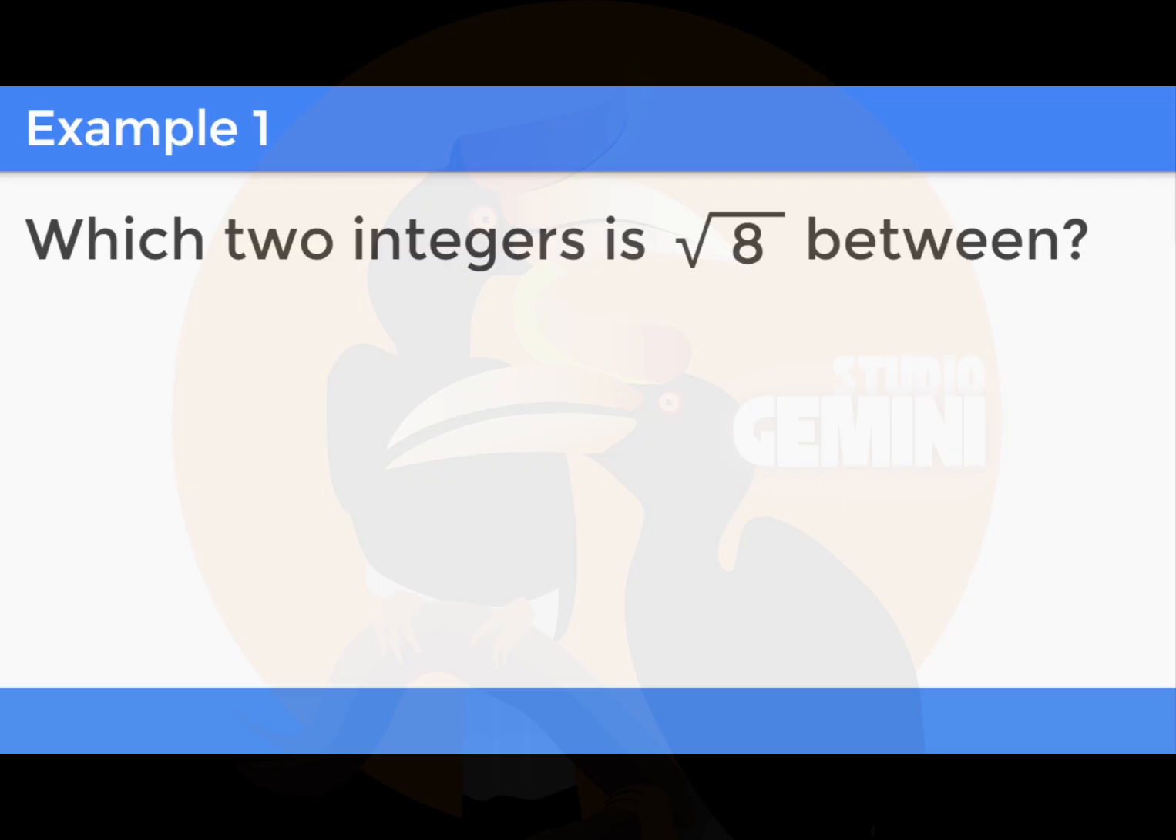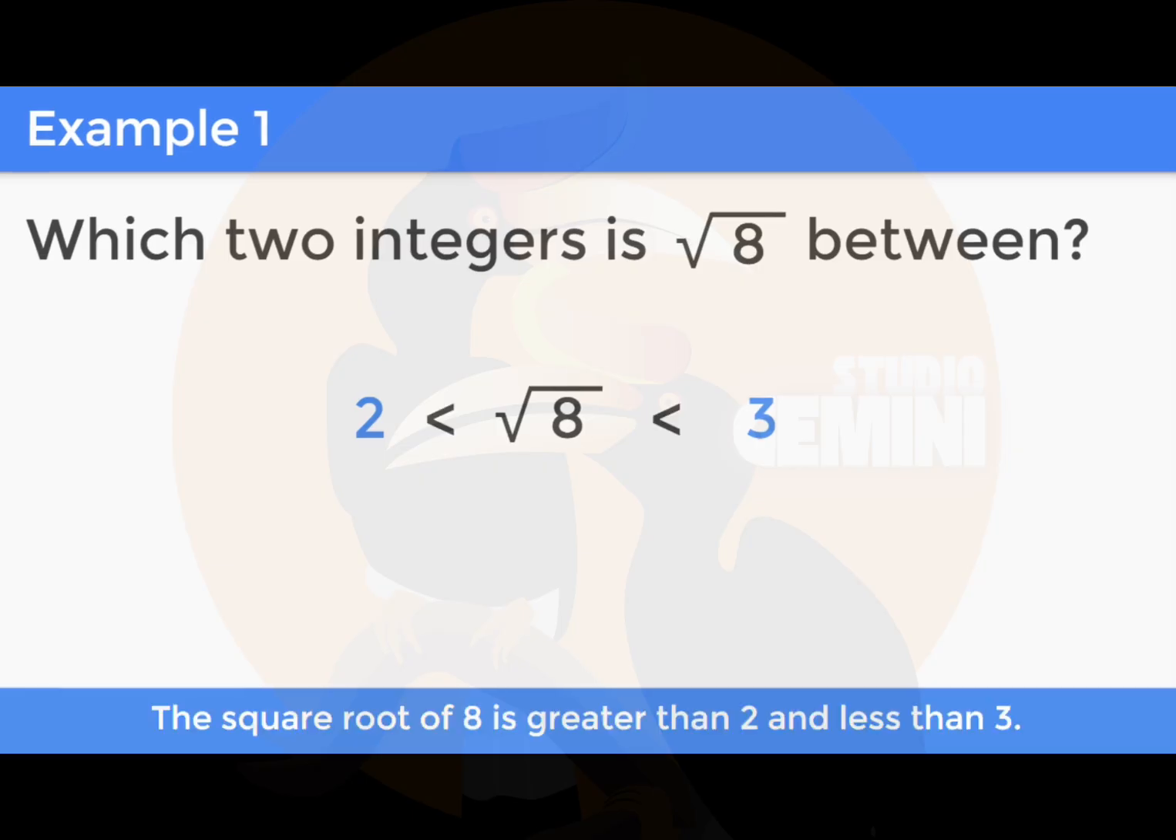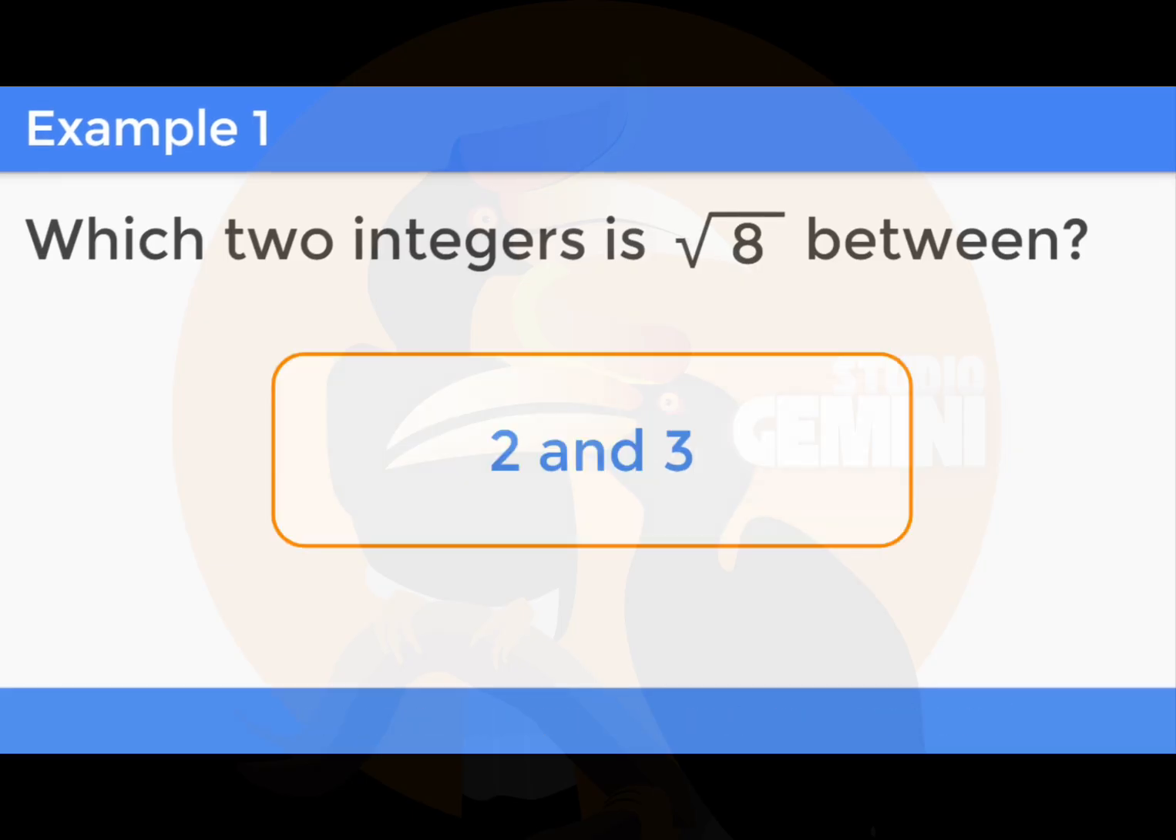Example 1. Which two integers is the square root of 8 between? We can figure this out by finding the perfect square numbers that are just below and just above 8. 8 is between 4 and 9, so the square root of 8 is between the square root of 4 and the square root of 9. Now the square root of 4 equals 2, and the square root of 9 equals 3. So the square root of 8 is greater than 2, but less than 3. So we know that the square root of 8 falls between the integers 2 and 3.